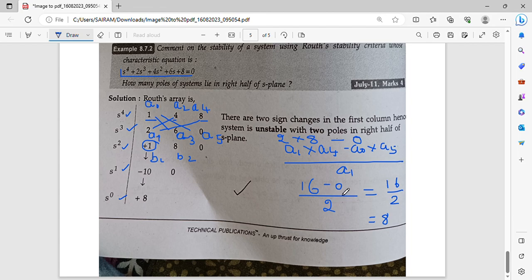Correct? Yes. So now we find out b3, which is equal to 0 because here it is 0, here it is 0. So this a1 into 0 and this a0 into 0 will be 0, divided by a1 is also 0, right?